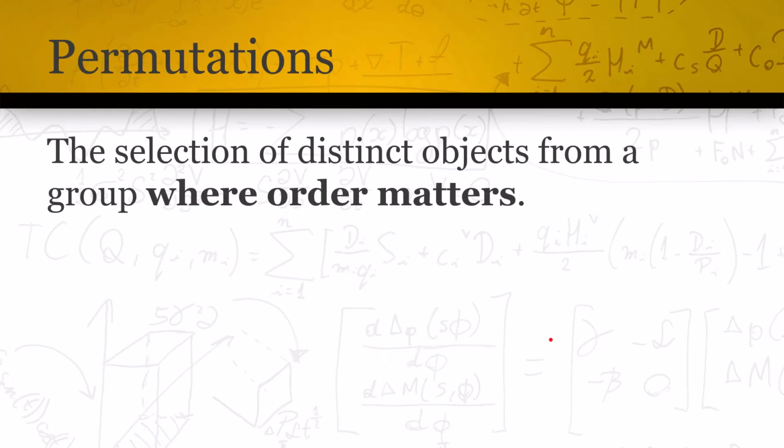Now let's talk about permutations. Permutations is the selection of distinct objects where order matters. So if you had distinct objects, i.e. objects that look different, and you want to grab them and pay attention to how they are ordered, this is the number of possible ways that you can actually select those objects where order matters.